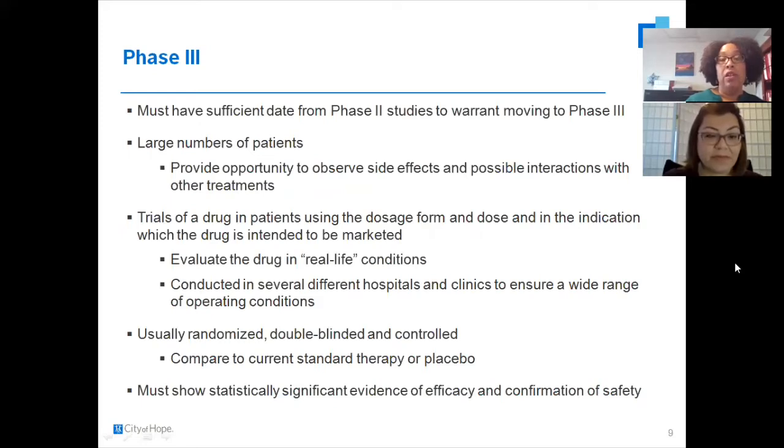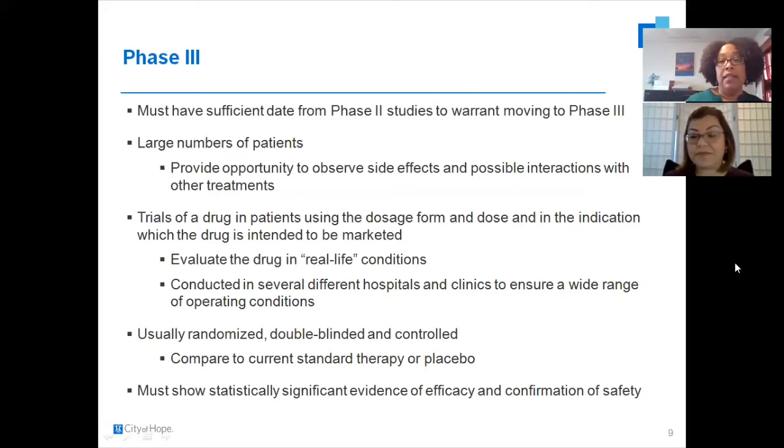And these usually include a large number of patients, and provide an opportunity to observe side effects and possible interactions with other treatments, trials of a drug in patients using the dosage form and dose and the indication for which the drug is intended to be marketed. So they'll evaluate the drug in real life conditions. They'll be conducted in several different hospitals and clinics around the country to ensure a wide range of operating conditions in a diverse population. They are usually randomized, double-blinded, and controlled.